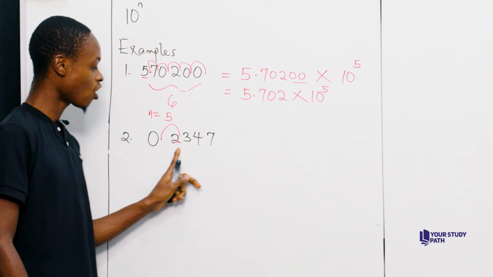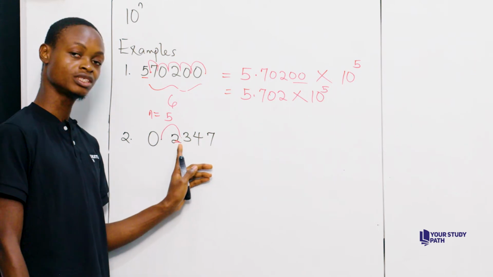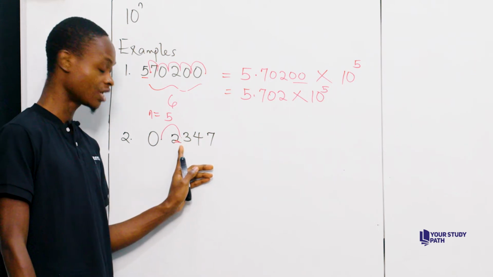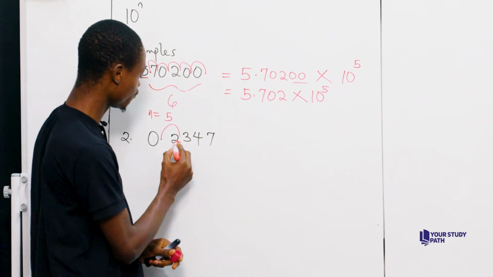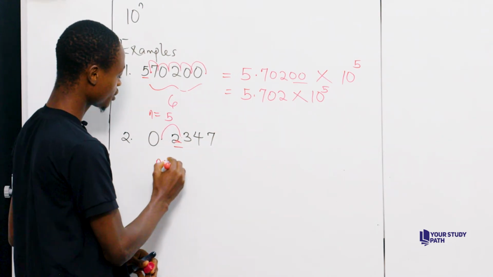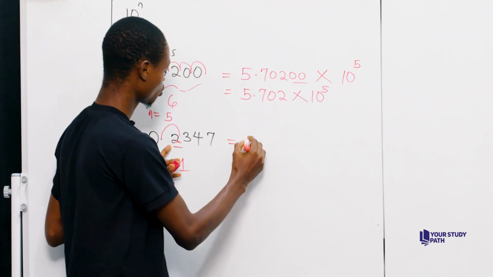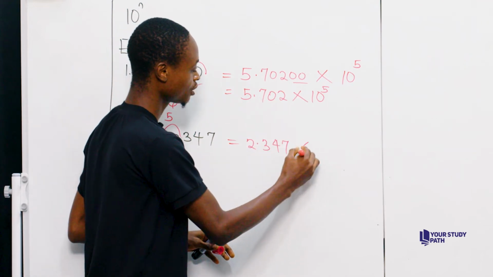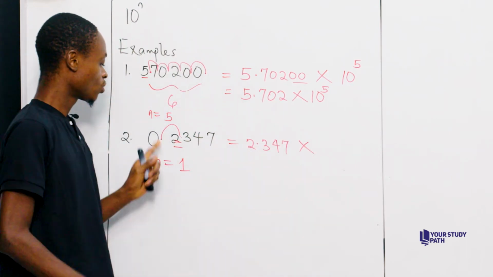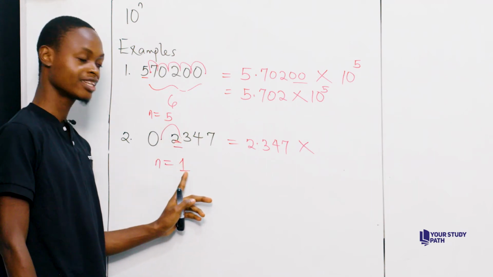Right? We have all these non-zero digits here, but we just need to move the decimal point once to ensure that this digit 2 becomes the non-zero digit before the decimal point. So you have just moved the decimal point once, and in this case, you'd have this as 2.347 times. Now, you have moved this once, so of course you have n equal to 1.